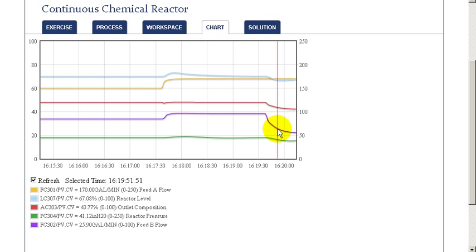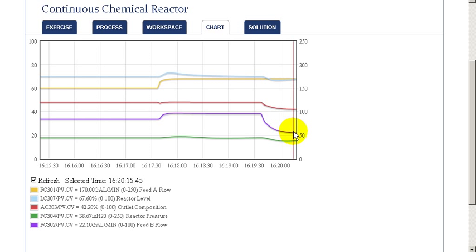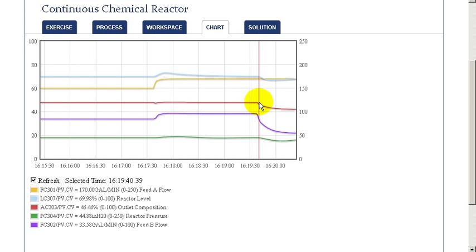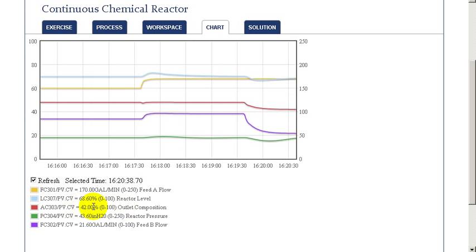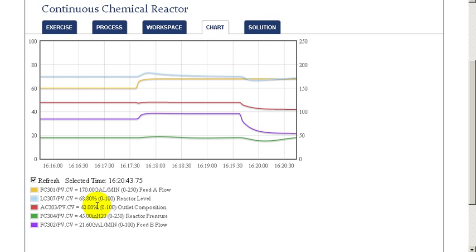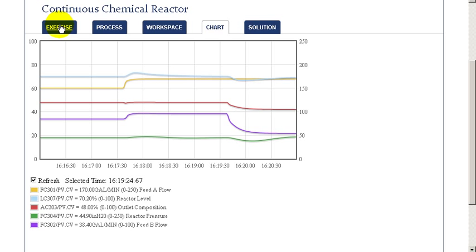Here we see that the flow B, as a result of our change in the concentration set point, is greatly reduced, which allows then the concentration of the product to be reduced. So we see that through this adjustment, then the composition comes fairly quickly down to our target.